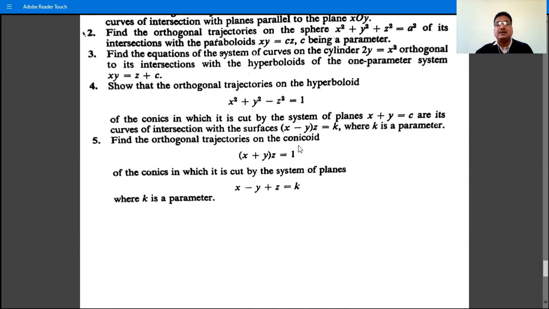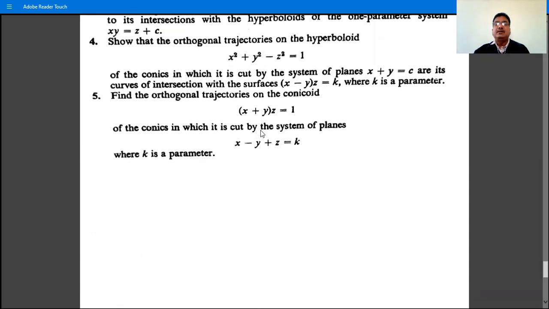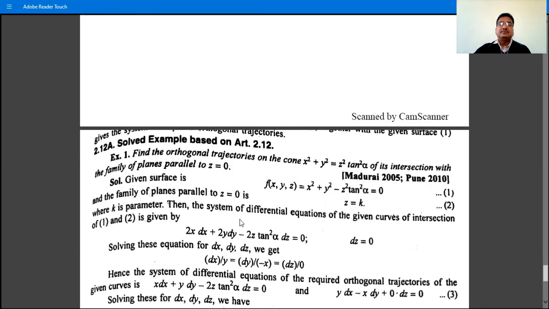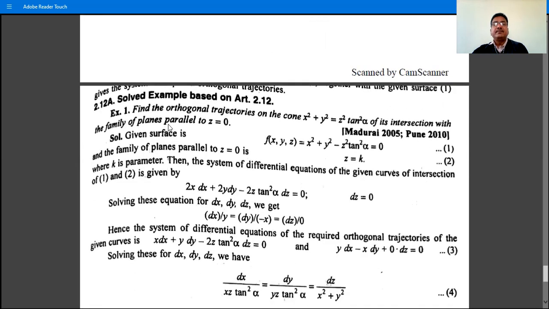Find the orthogonal trajectories on the conic x plus y into z is equal to 1, of the conics in which it cuts the system of planes x minus y plus z is equal to k. So again solve this problem. Denote by capital F and capital G the equation of the surface and the equation of the curve, and solve using the procedure. So solve some other problems.